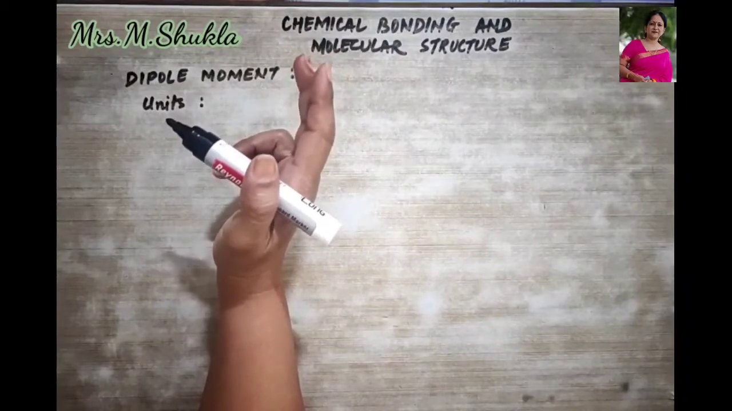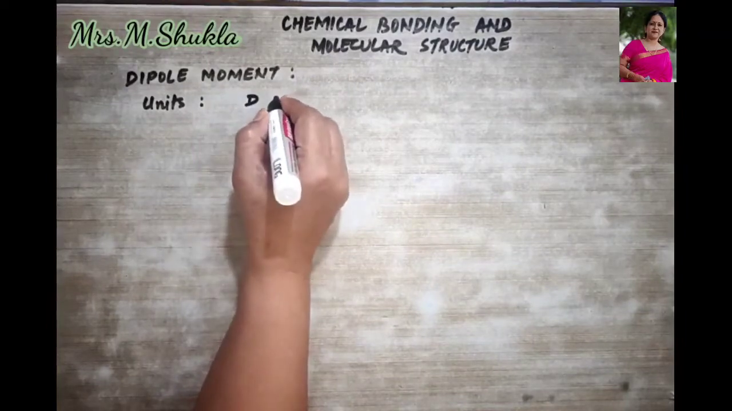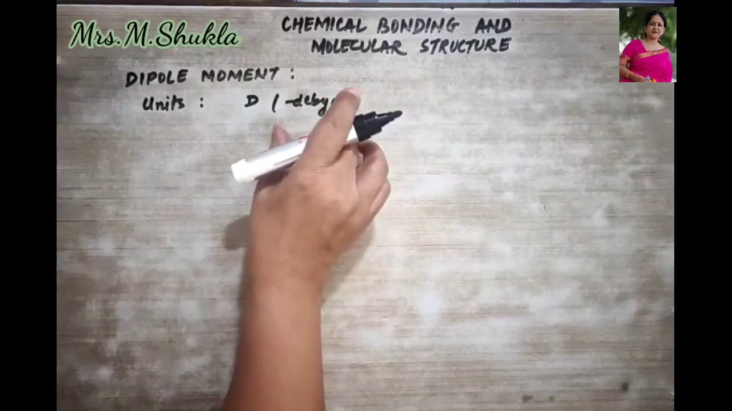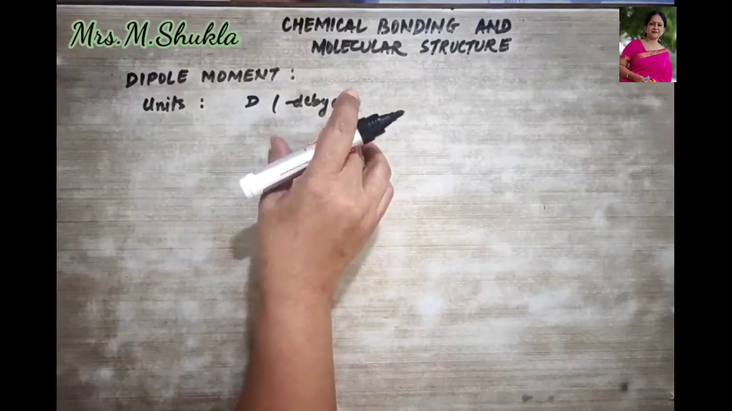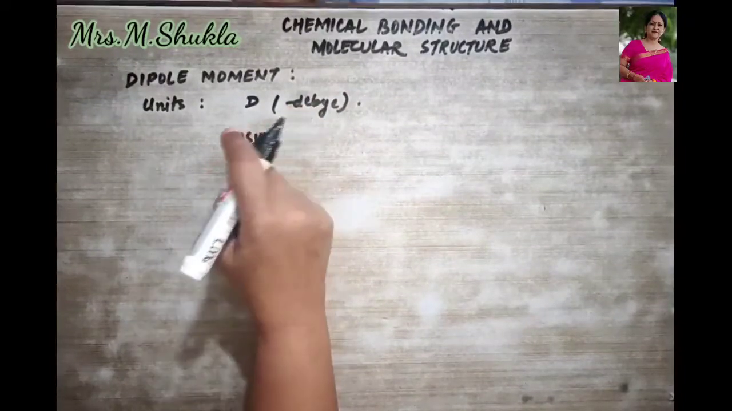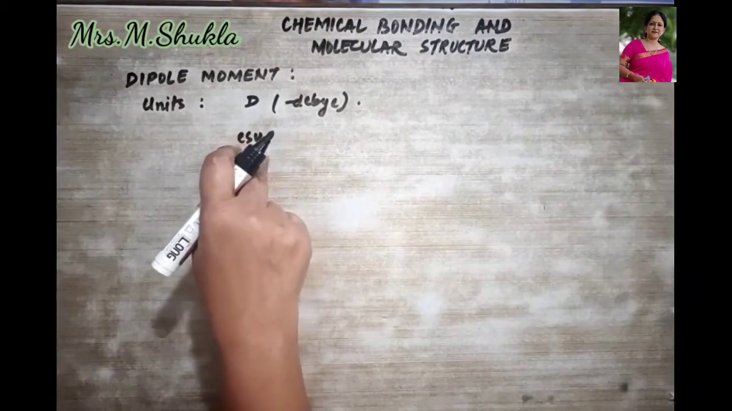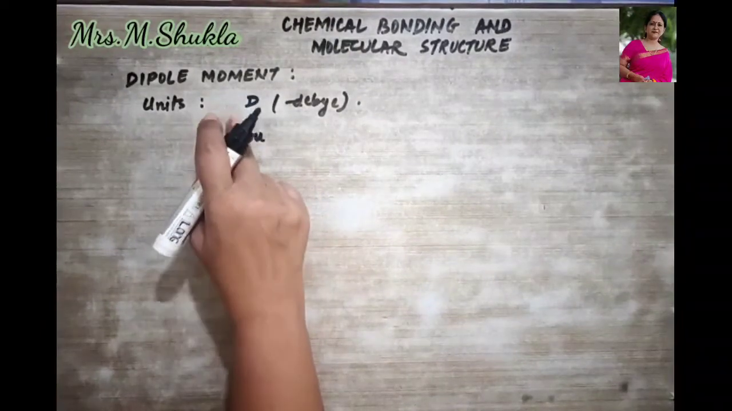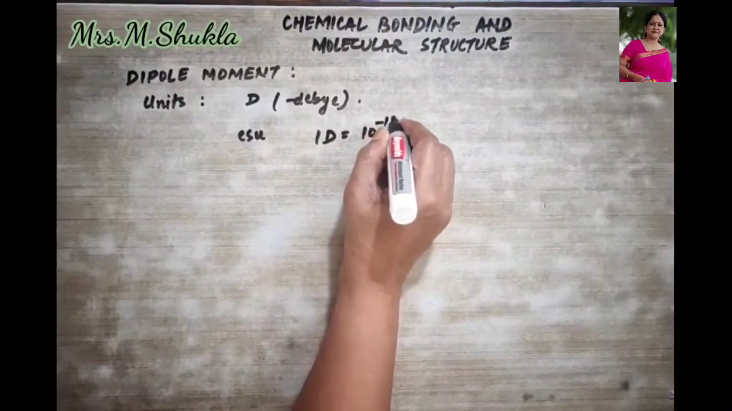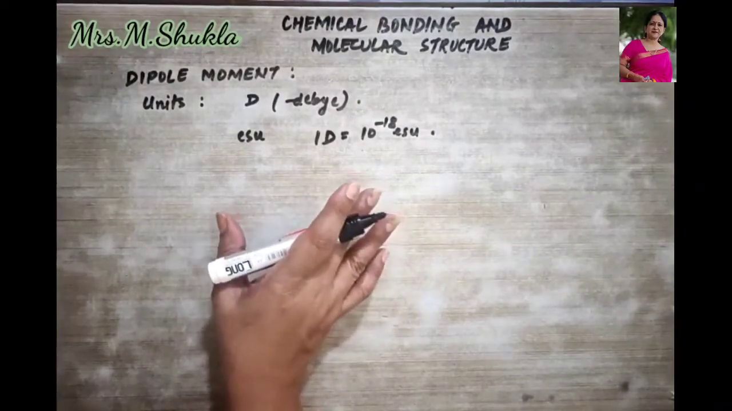Now let us talk about the units of dipole moment. There are basically two units that we generally talk about. One is D, which means Debye. It is given after a Dutch scientist, P. Debye. Then another one is ESU, which means electrostatic system of units. And how are they related to one another? 1 Debye is equal to 10 to the minus 18 ESU. So these are the two units of the dipole moment.